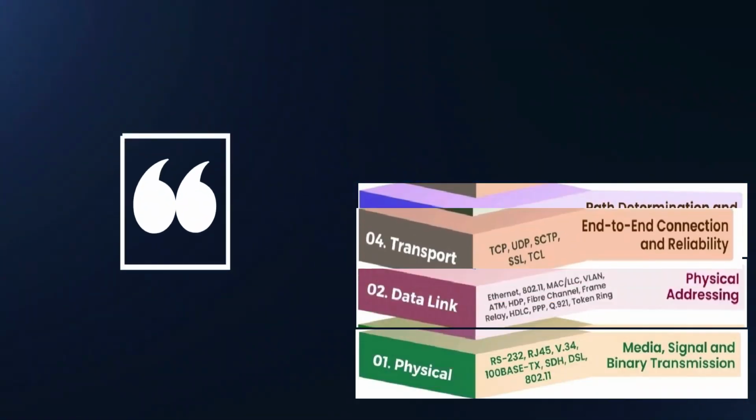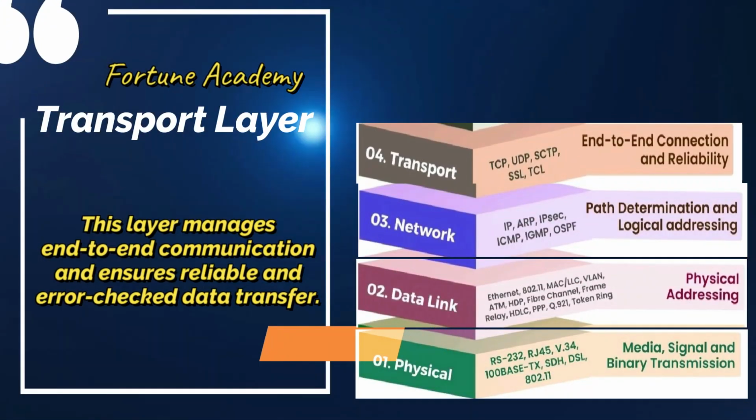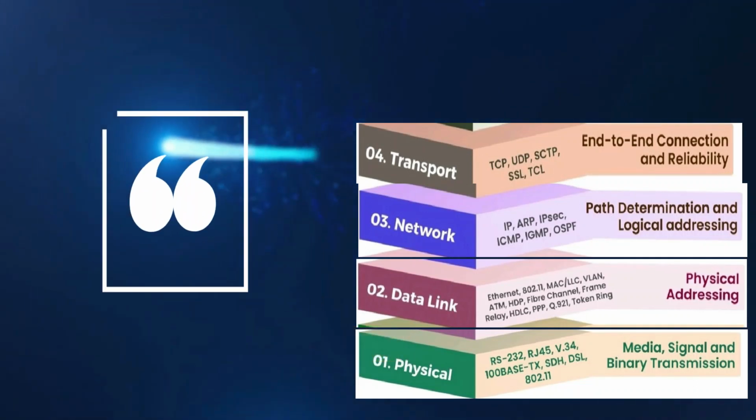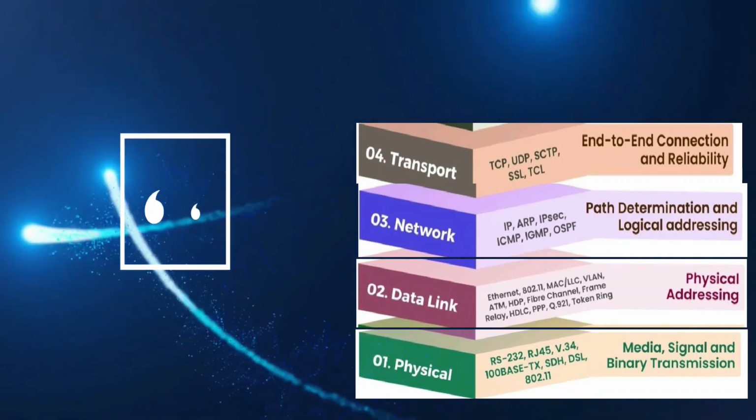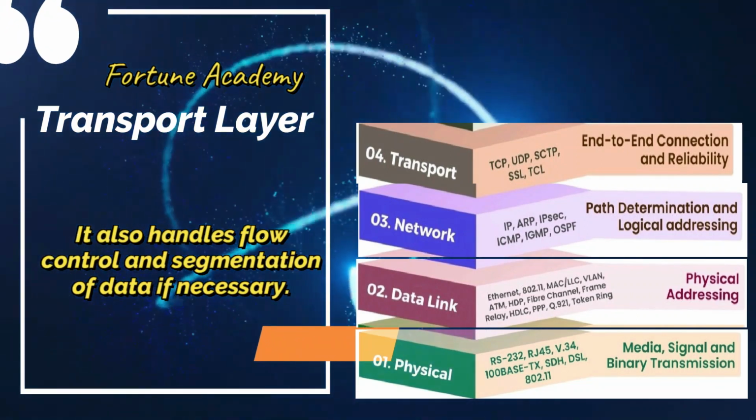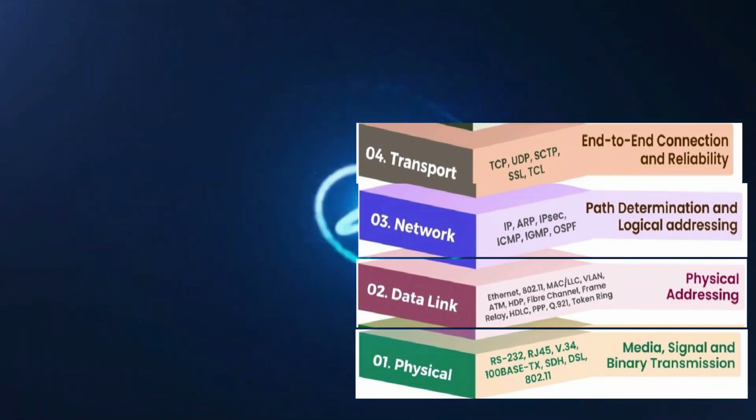4. Transport layer. This layer manages end-to-end communication and ensures reliable and error-checked data transfer. It also handles flow control and segmentation of data if necessary.